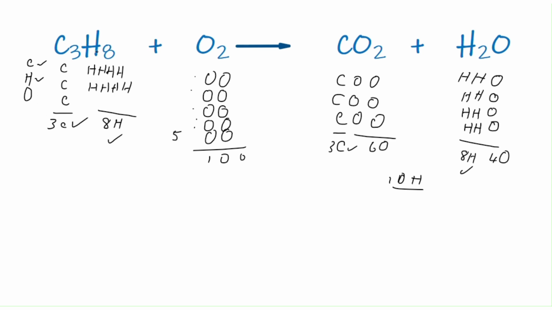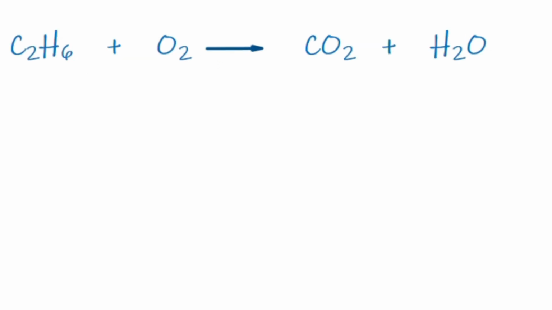So let's look at putting the numbers in. The C3H8 stays the same. We've just said we've got 5 oxygens. If we count the CO2s, we've got 3 of those, and we've got 4 H2Os. Balanced equation.